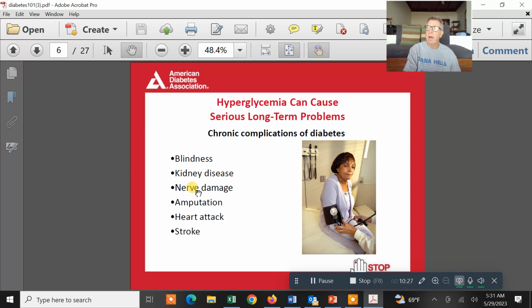Same thing happens everywhere the blood flows. Your nerves need the goodies. The blood flow gets cut off, you get nerve damage. This will happen especially down in your feet and in your legs. It can then cause infections that result in amputations. The other big ones are heart attack and stroke. Everywhere there's a blood vessel, it can go bad because of what diabetes does to your blood vessels.